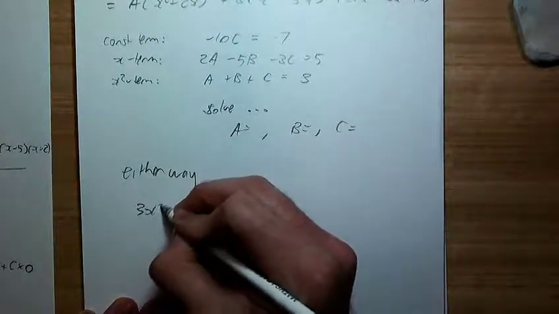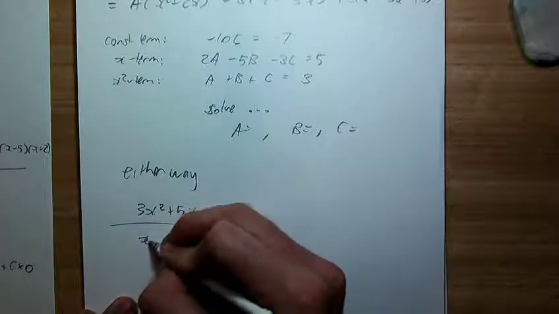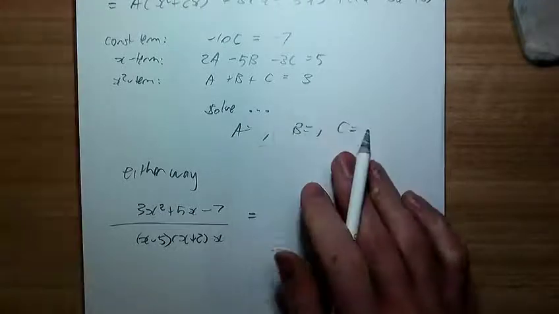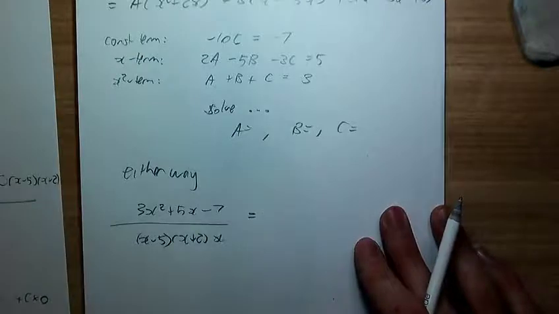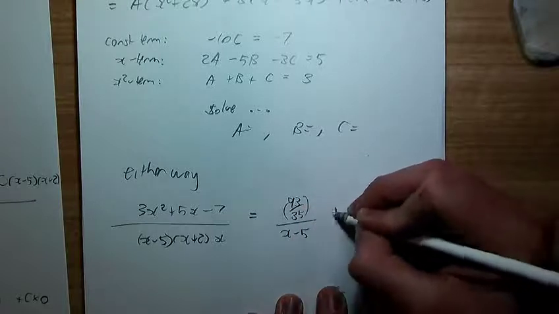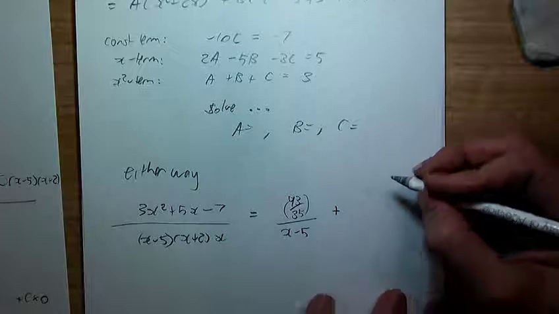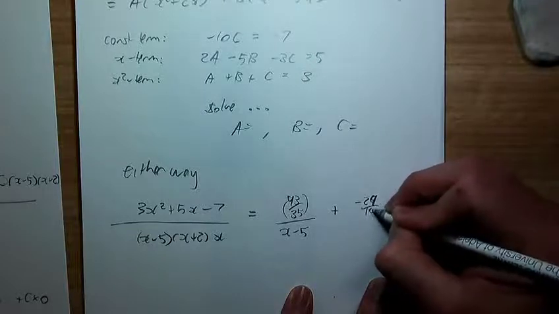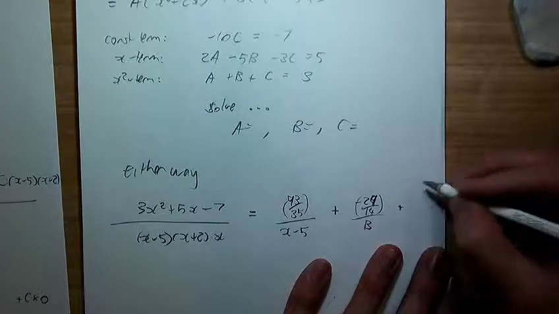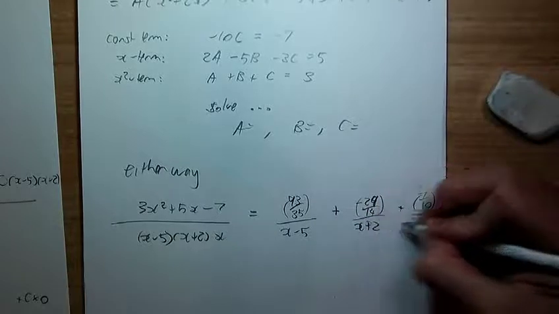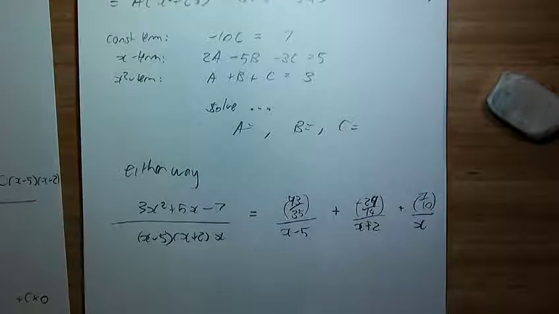Okay, so either way, what we end up with is being able to rewrite it as a over x minus 5, and a was 93 over 35, plus b over x plus 2, and b was minus 24 over 14, 29 over 14, and c, which was 7 over 10, no, that's not a b, sorry, over x.